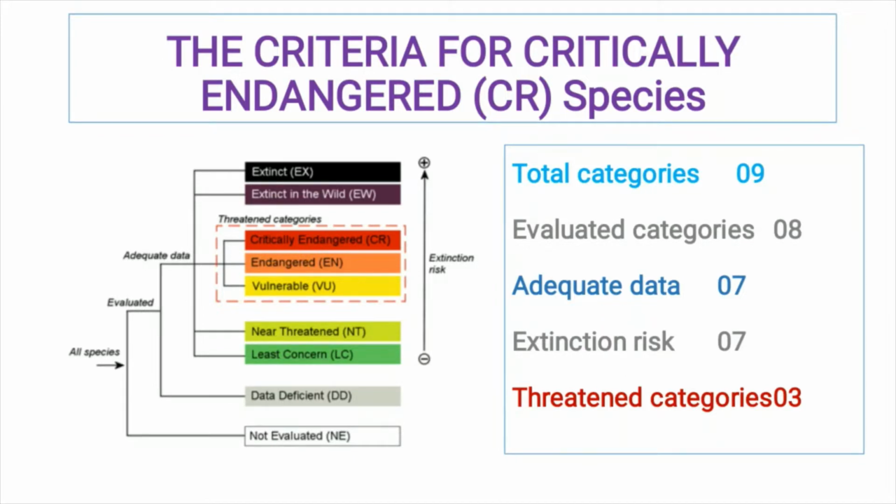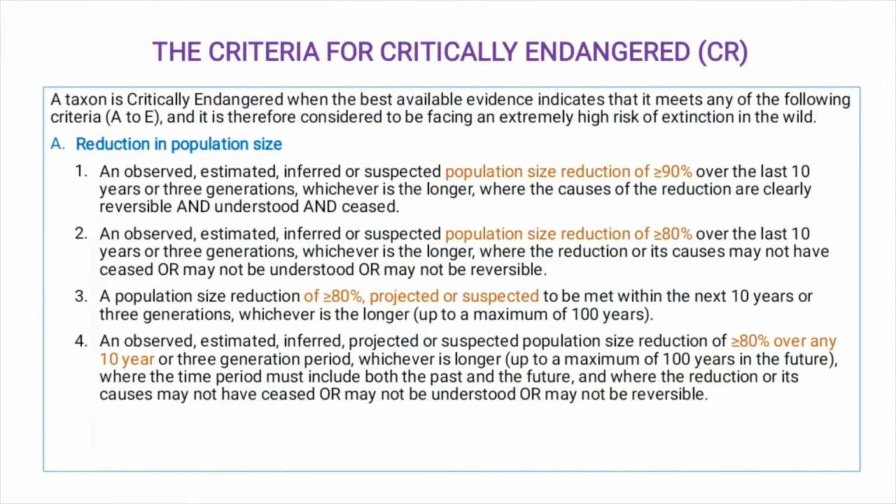If any of the species meets these criteria, then the species or that taxa is considered to be critically endangered. There are total 5 criteria that are considered before declaring any species as critically endangered species. If the species meets any of these criteria, then it is declared as critically endangered and it has a high risk of extinction in the wild. The first criteria that is considered is reduction in population size.